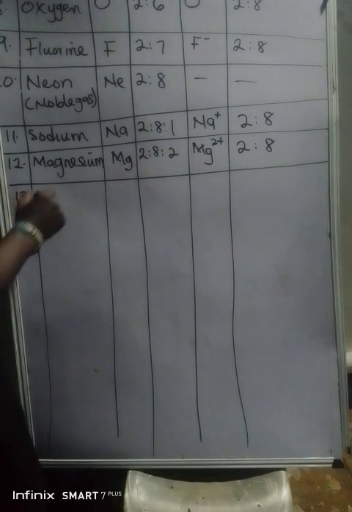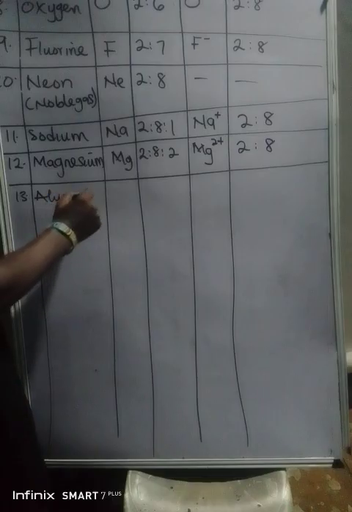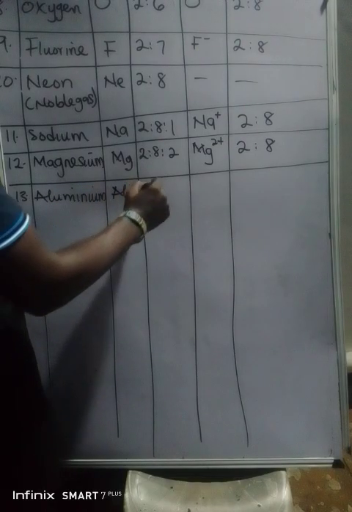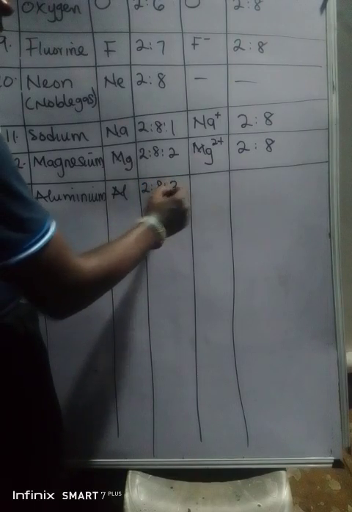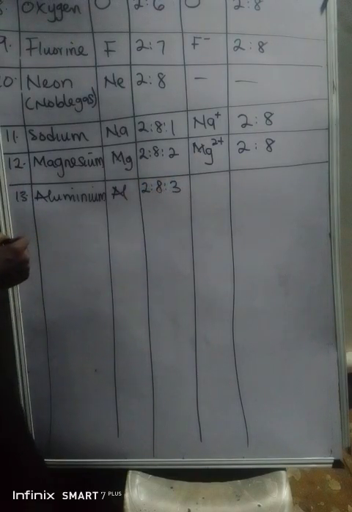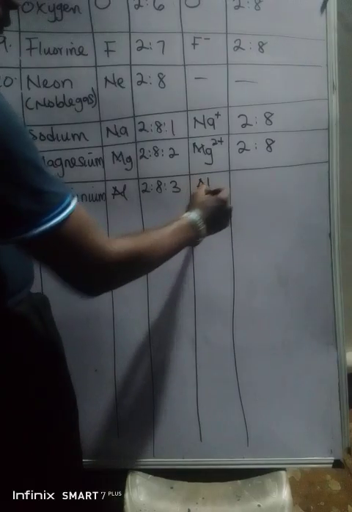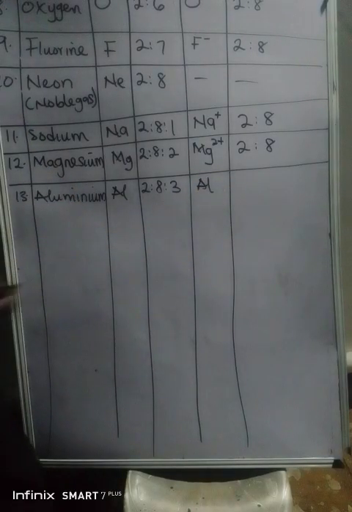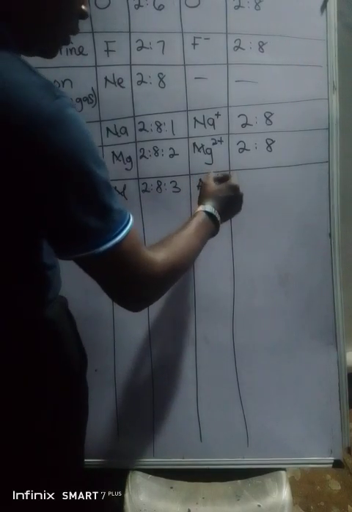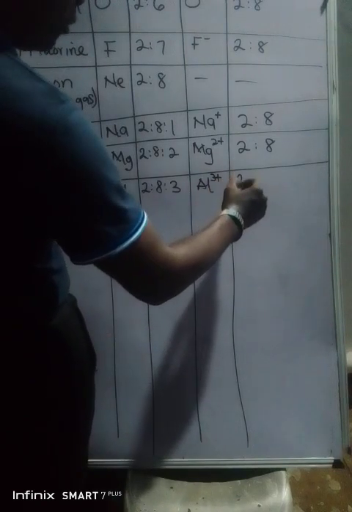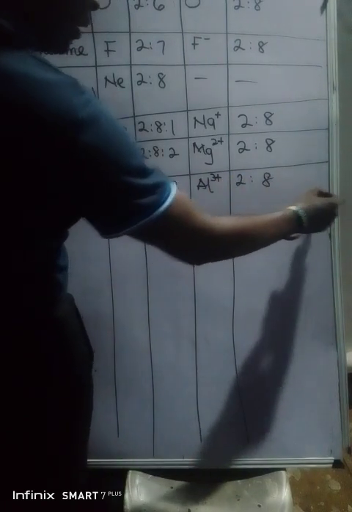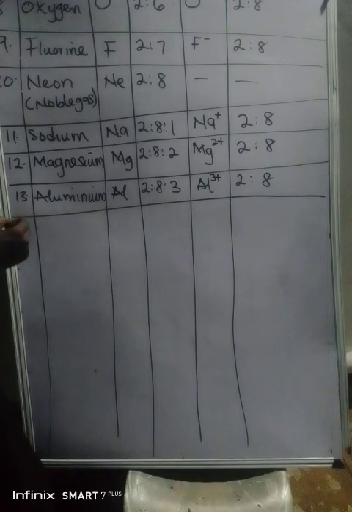So the next one is number 13, that's aluminium. Aluminium is Al. Configuration is 2, 8, 3. So what is it going to be? Al what? Al3 plus. Good of you. Al3 plus. The new configuration becomes what? 2, 8.